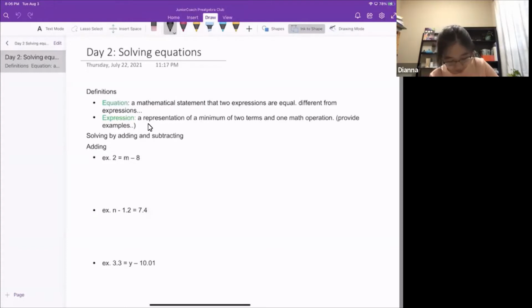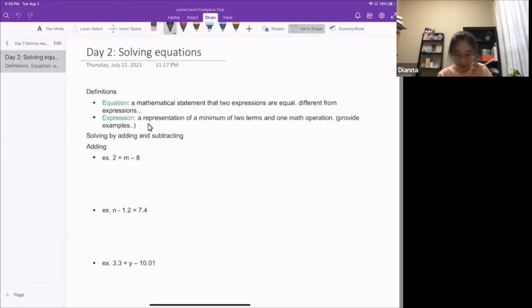So let me just pick a color. How about maybe orange? So an expression is a representation of at least two terms and one math operation. That's what we were dealing with yesterday. So yesterday we had things like x plus 2. That's one expression. Or you can say y plus 3, z plus 4, even a divided by 1, right? Although that's just a.